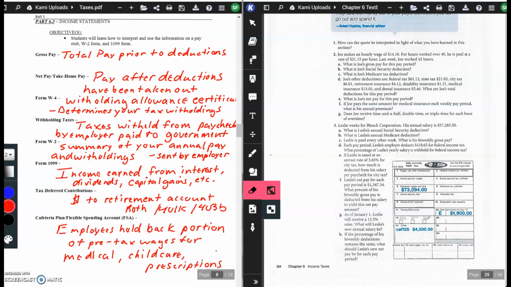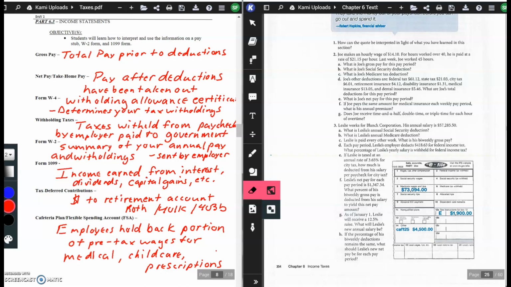Section 6.3 is on income statements. We have a lot of new terms here and some forms here as well. Remember, those forms can be found, the blank versions, on the calendar, under the red thing that says links to tax forms needed for Chapter 6.